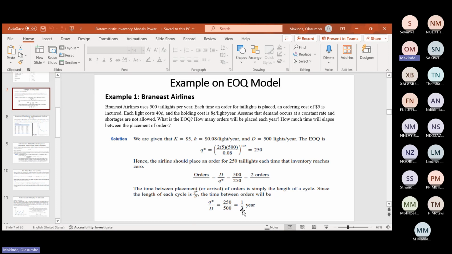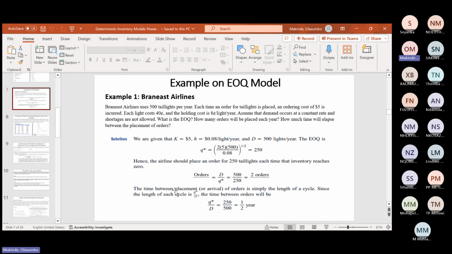Any result you get is in years, because don't forget all the units are in years. So that means your reorder point is half a year, which, if you convert it to months, is 6 months. So that means you must place the next order... we place the first order in January. The next order must be placed on the 1st of July, after 6 months. That's what the result is saying.